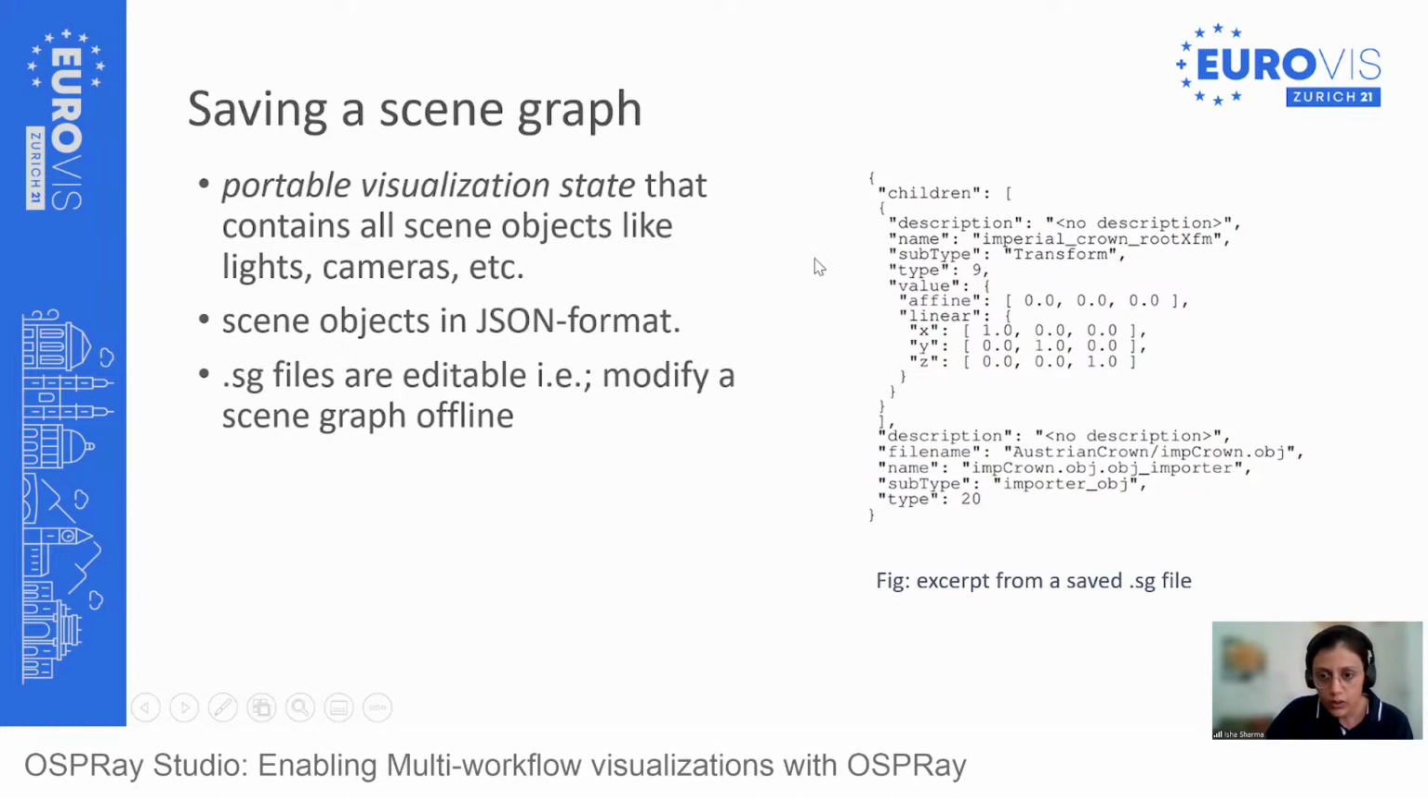Now here on the right-hand side, we have an example from a saved .sg file showing one of the nodes, like the importer node, which is defined by the subtype. It's an OBJ importer, and the name property and the file name properties are listed, followed by the children property, which has a node of type transform, and to which the rest of the imported scene gets attached.